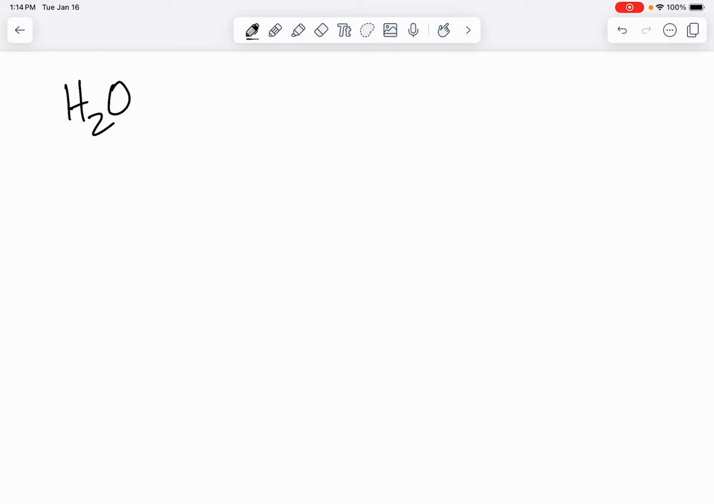So what we typically do is look at and try to find out the total number of valence electrons for the molecule. So when we look at hydrogen, it's in group 1A, so it's got one valence electron. Per the formula, there are two of them. So we're going to multiply that by 2, and then we're going to add the 6 valence electrons from oxygen, because oxygen is in group 6A. So that means that we have a total of 8 valence electrons. And just to keep the numbers down, we divide that by 2. So we have 4 pairs of valence electrons.